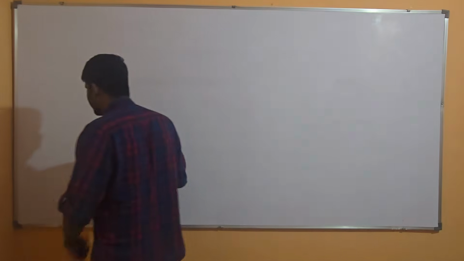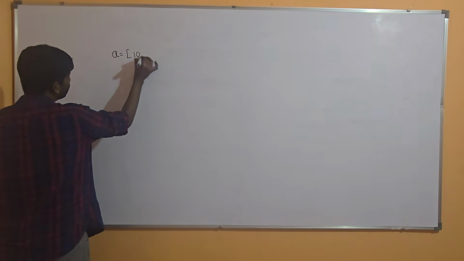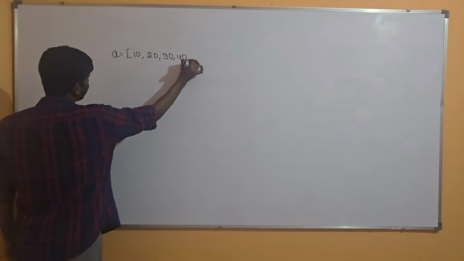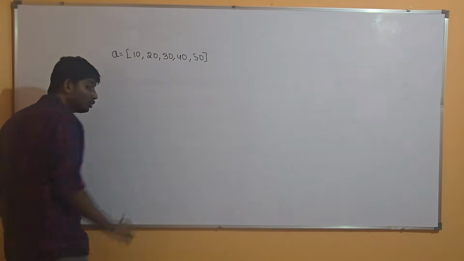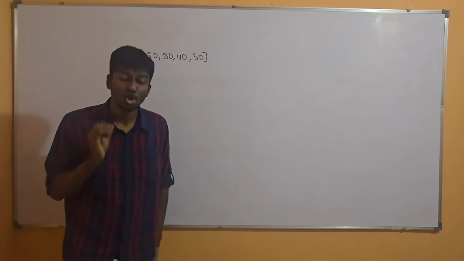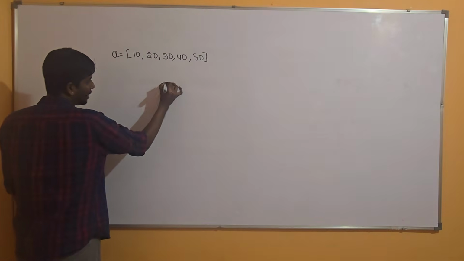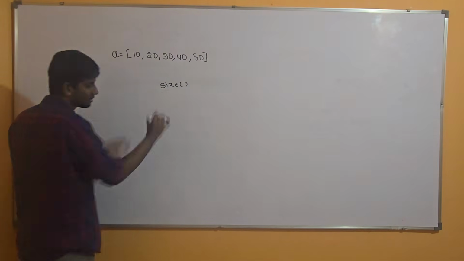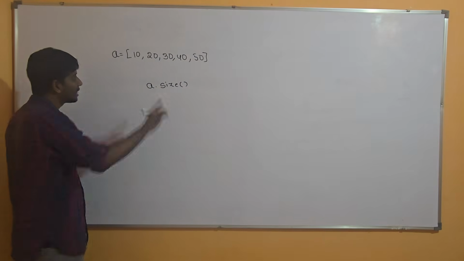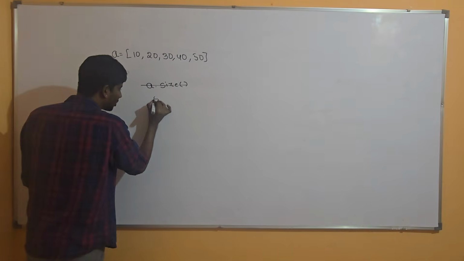There is one last method, guys. For example, A is equal to 10, 20, 30, 40, 50. You want to know how many elements are there in the array list, the total number of elements stored in it. For that, you have a method called size. If you write A dot size, how many elements are there? 1, 2, 3, 4, 5. This will return a number, 5.